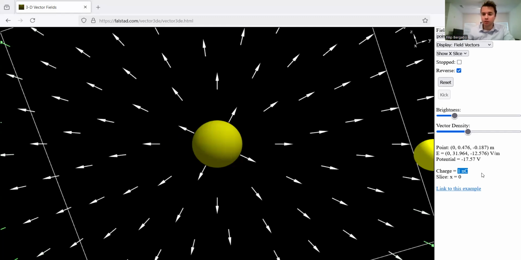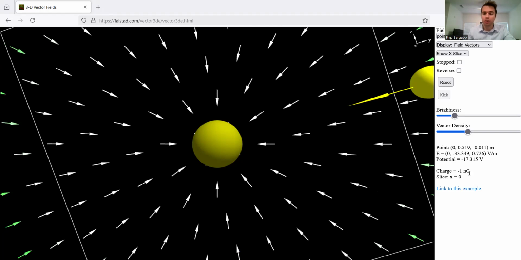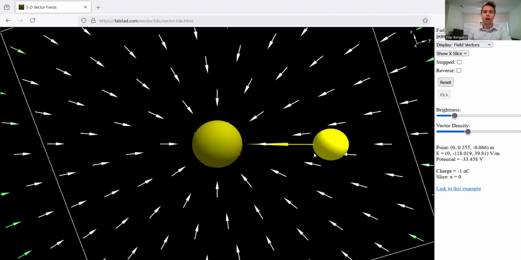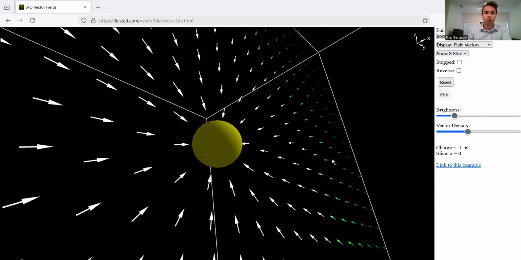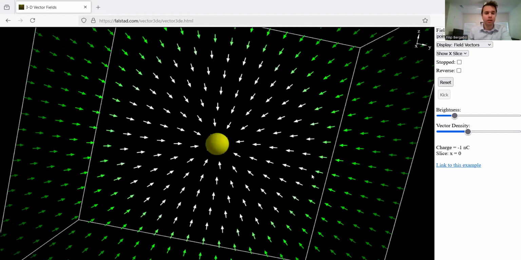Okay, so that's good. And let's also double check: if I wanted to check whether a negative charge has them point in, I'm going to click this button here that says reverse. And that just now flips it to a charge of minus 1 nanocoulomb. And now you see all the vectors point in. So what I really want to show you with this, and this is quite a neat animation, is that I can look around this all over the place and zoom in and out.